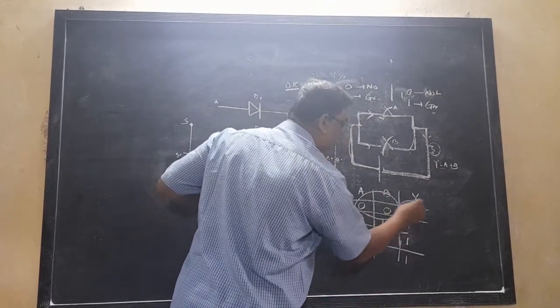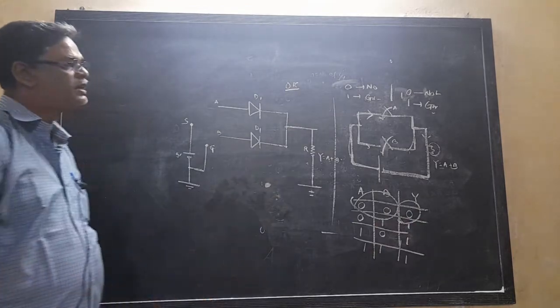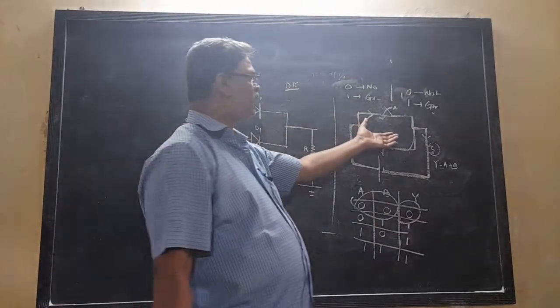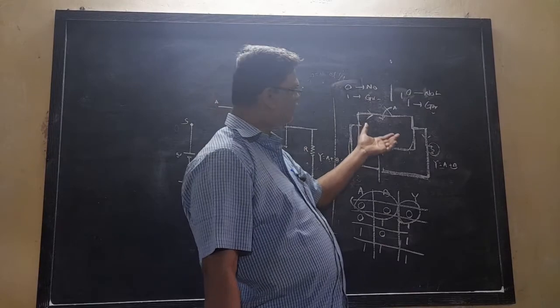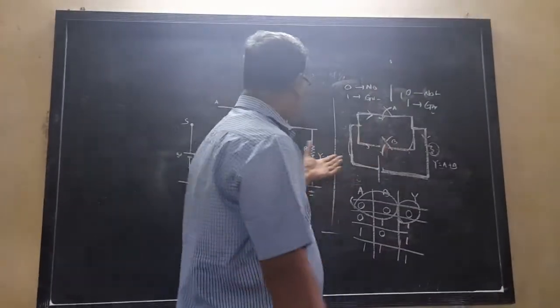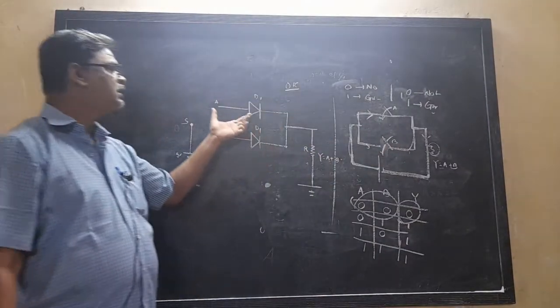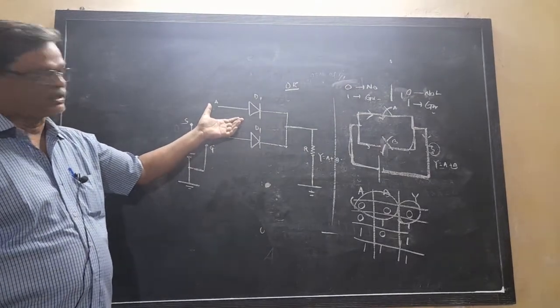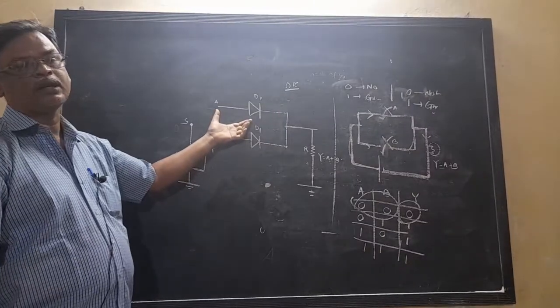All zeros, then it is 0. So this is our output of the OR gate. So it is the equivalent electric circuit of the OR gate. Similarly, in the next class I will discuss the electronic circuit. This is your equivalent electronic circuit of an OR gate.